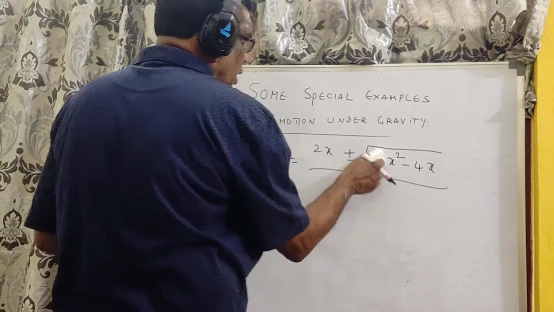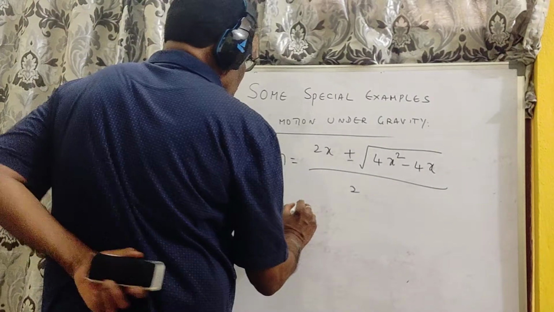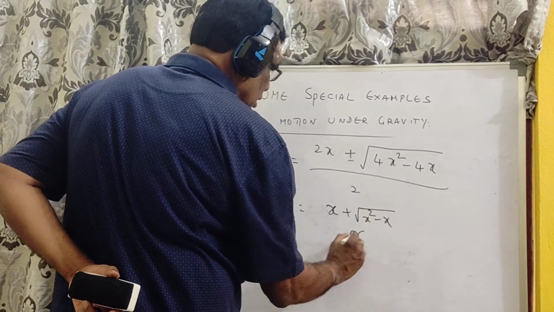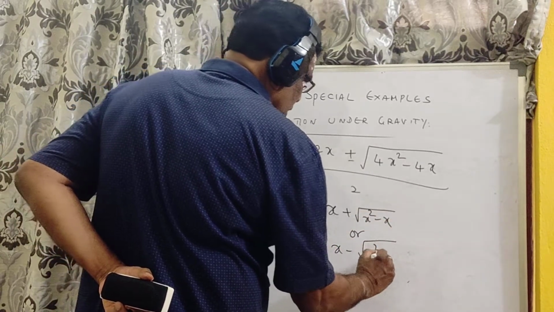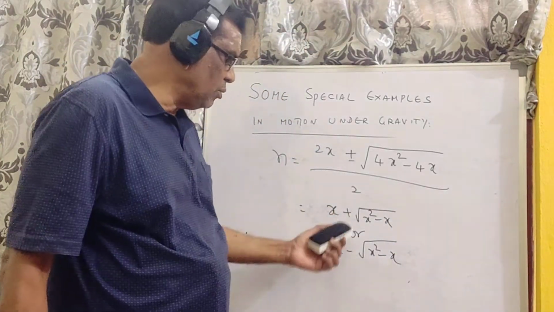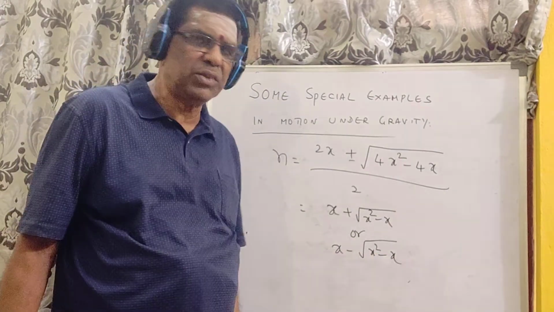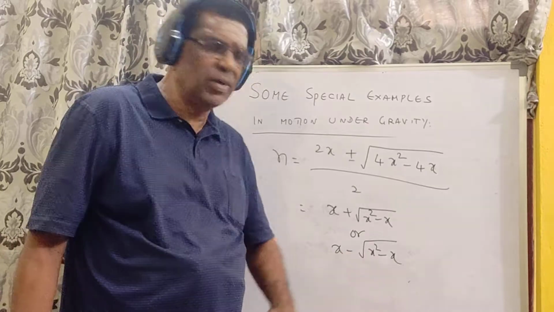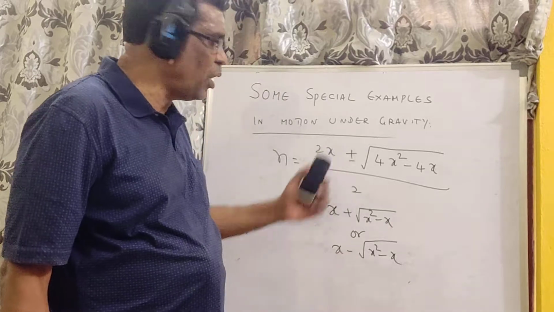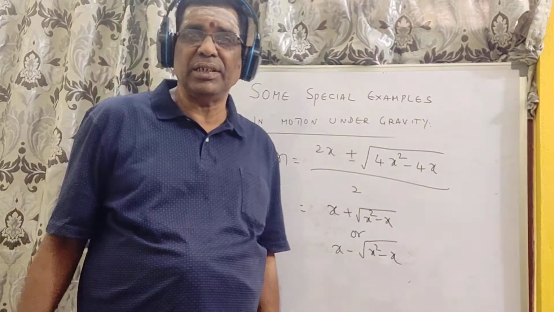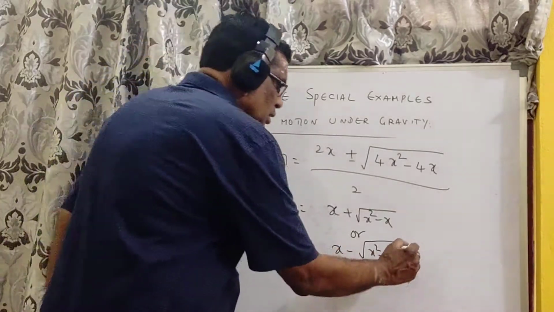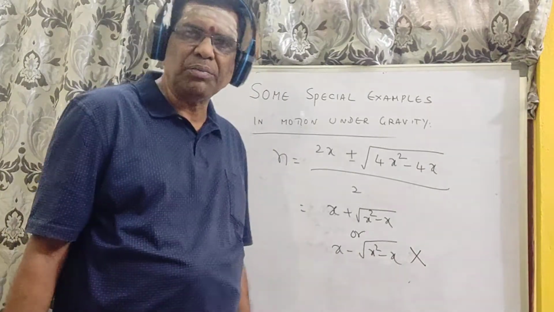Now you simplify that. If you take 4 common here, the 2 gets cancelled. So n can be x plus the root of x square minus x, or x minus the root of x square minus x. Now you get two possibilities, but in the latter one, you know this is always less than 1. You can try with any number, you will always get less than 1. But in the problem, we said during the last second of the descent. That means the time of descent must be more than 1 second. Therefore, this particular solution is not applicable here.